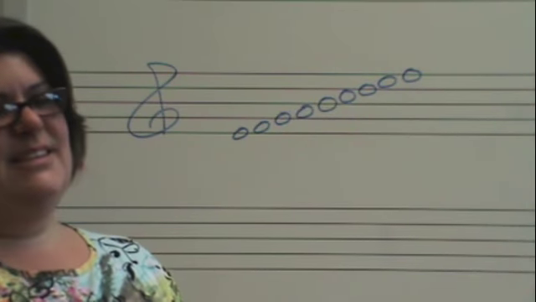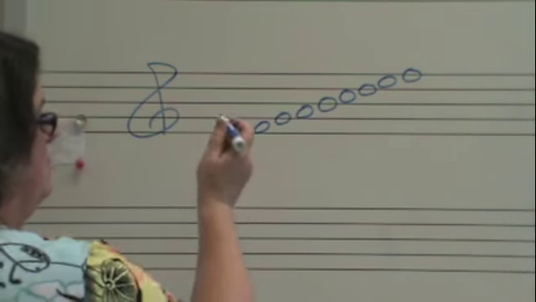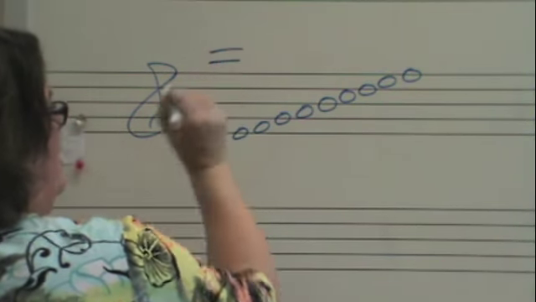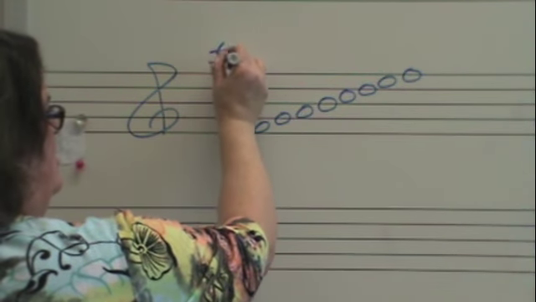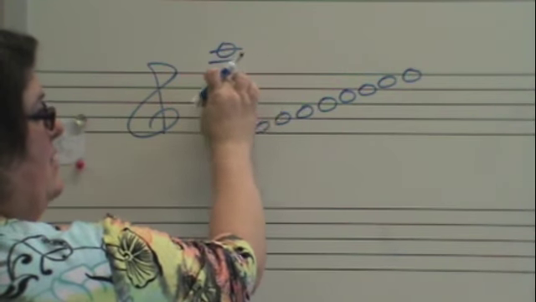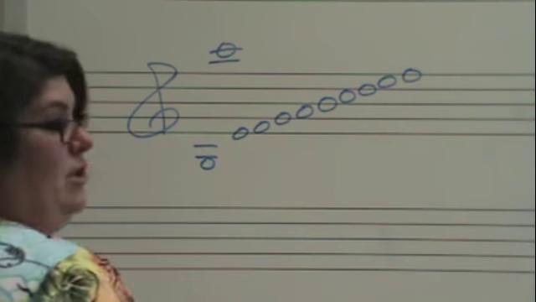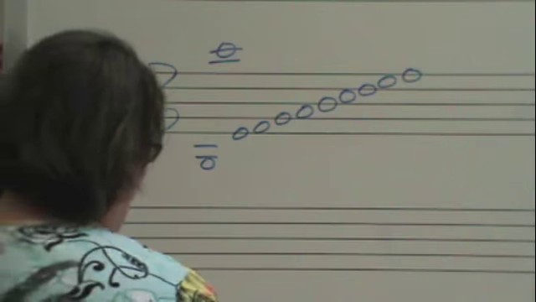Hi, this lesson is about ledger lines. Ledger lines are small lines that musicians use to create notes that are higher than the top line in the music staff or lower than the bottom line.